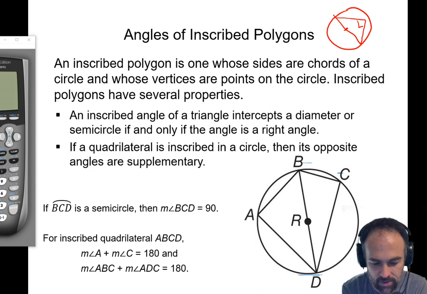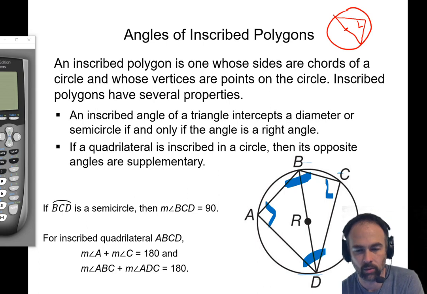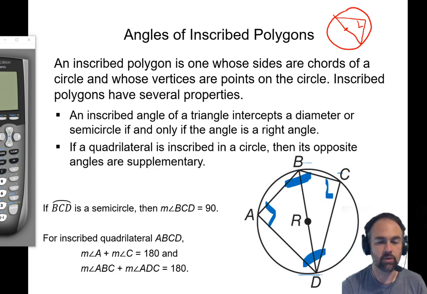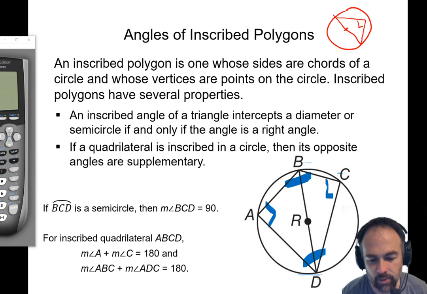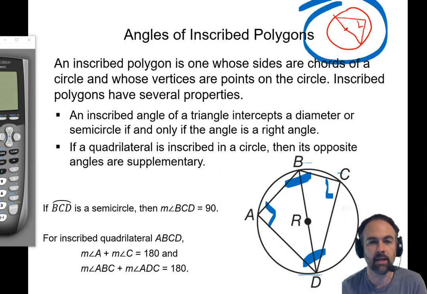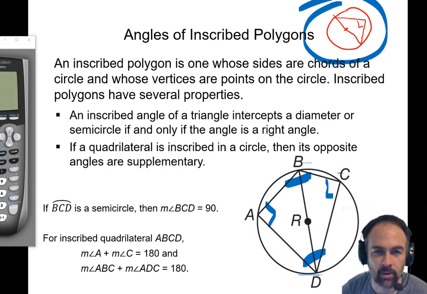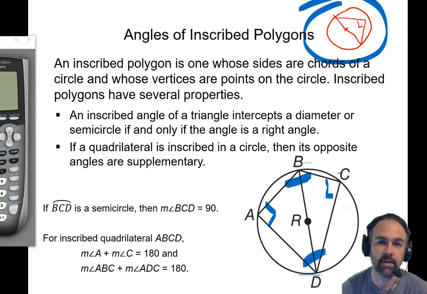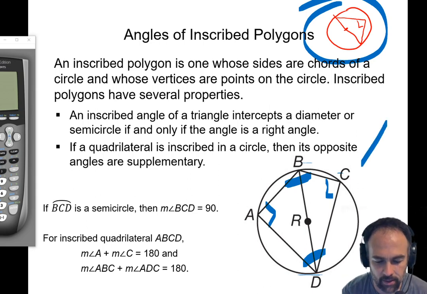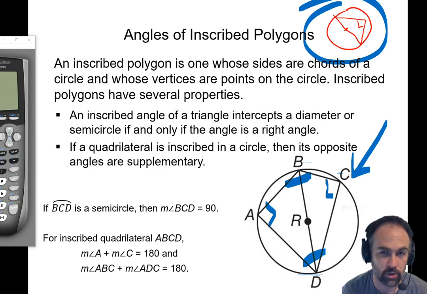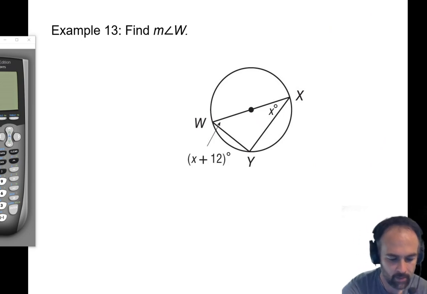So the measure of angle C plus the measure of angle A have to equal 180. Also, the measure of angle D plus the measure of angle B have to also equal 180 degrees. So, two important things off of this slide. First one is this up here, that if an inscribed angle intercepts a diameter or a semicircle, then it is automatically a right angle. And also this down here, opposite angles in an inscribed quadrilateral are supplementary, add up to 180 degrees.